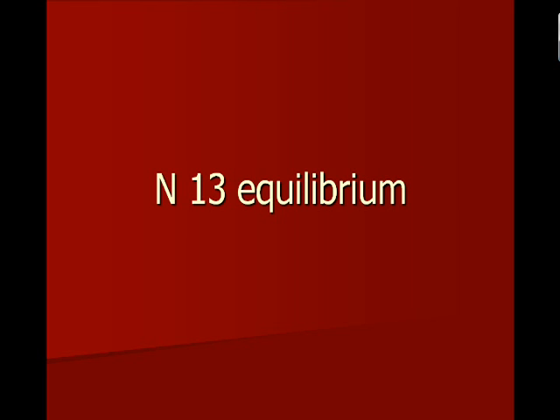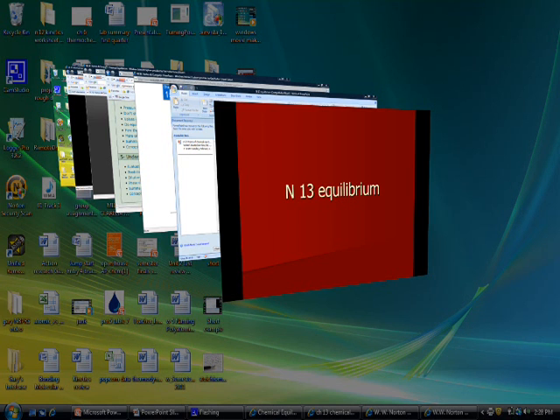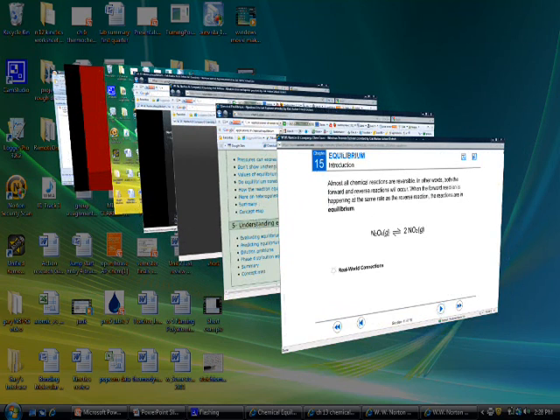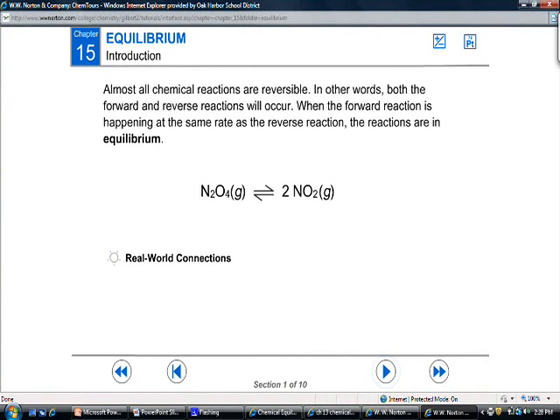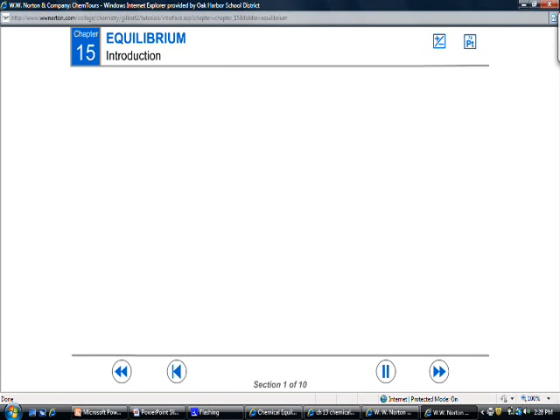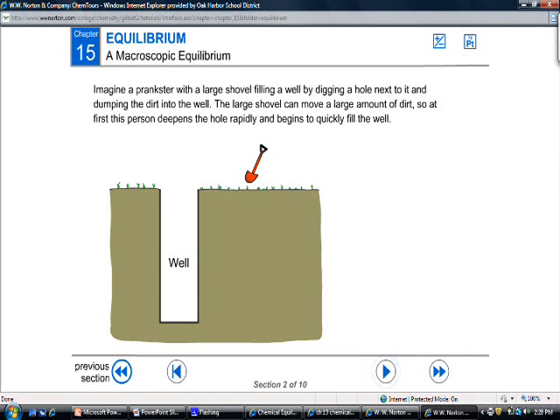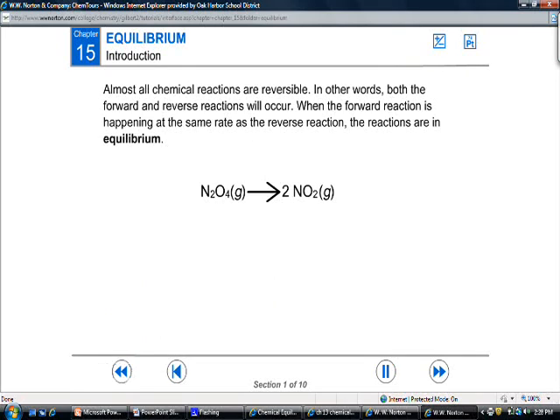All of these things that we're going to discover that equilibrium can explain to us, there are a few details we need to understand. And the first thing I'm going to take you to is this website that describes a little bit about equilibrium. Almost all chemical reactions are reversible. Both the forward and reverse reactions will occur. When the forward reaction is happening at the same rate as the reverse reaction, the reactions are in equilibrium.